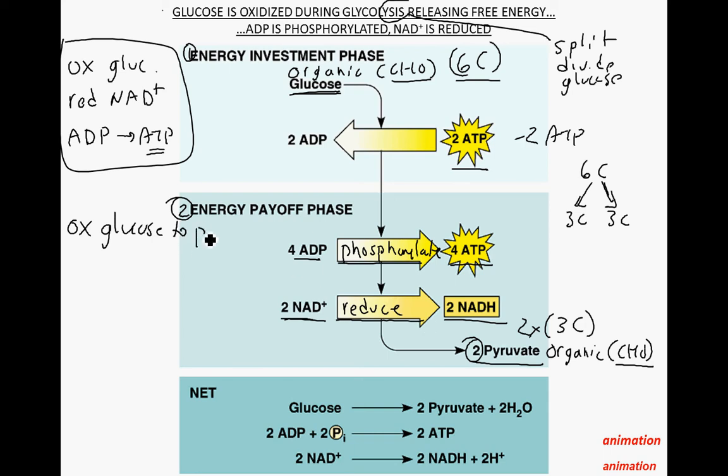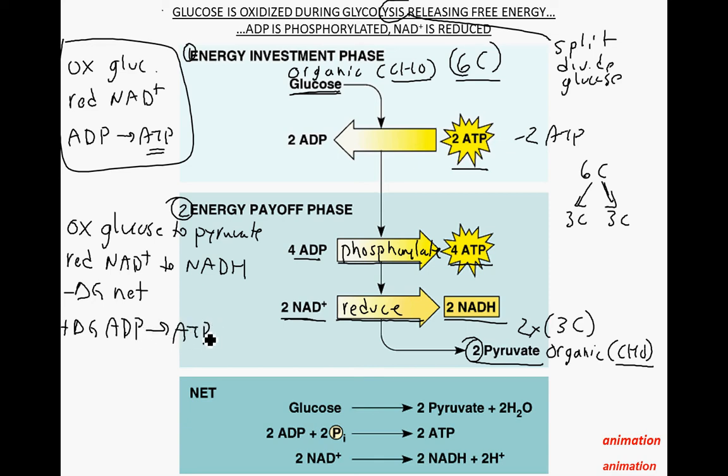So over here, we're going to oxidize glucose to pyruvate. This is how we say this. We're going to oxidize glucose to pyruvate, and we're going to reduce NAD plus to NADH. These redox reactions overall net are negative delta G. We're going to use this negative delta G to then drive the positive delta G phosphorylation of ADP to ATP.